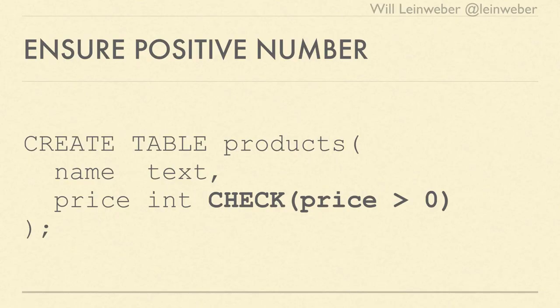A very common use for them is to just make sure that all the numbers are positive. I looked through my couple applications now, and almost all of the check constraints are mostly just this, having the price be positive, or whatever the integer column.